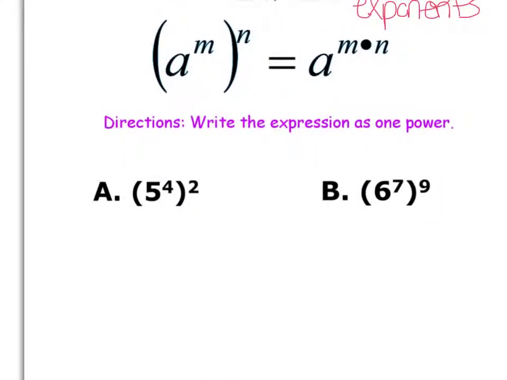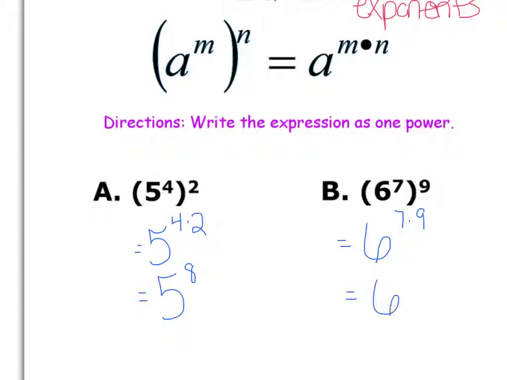So with our rule that we keep the base and multiply the exponents, 5 to the 4th to the 2nd power is the same thing as 5 to the 4 times 2 power, which multiplies to 4 times 2 is 8, so 5 to the 8th power. For 6 to the 7 to the 9th power, we have 6 to the 7 times 9 power, which is the same thing as 6 to the 63rd power. So this is our power of a power rule. We multiply our exponents and keep the base.